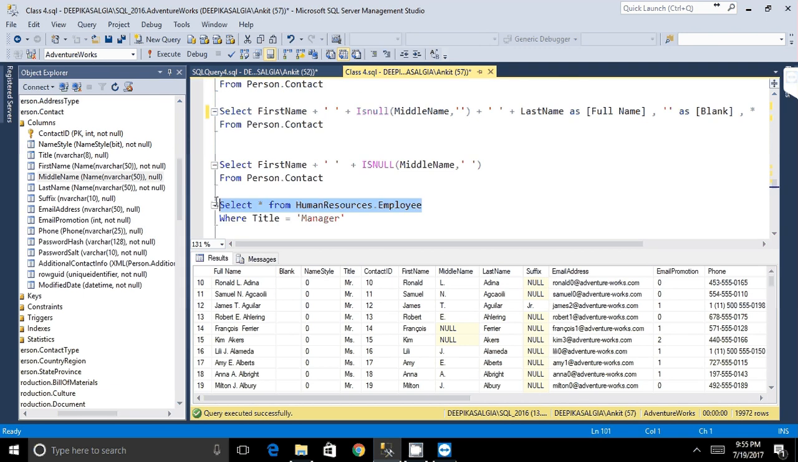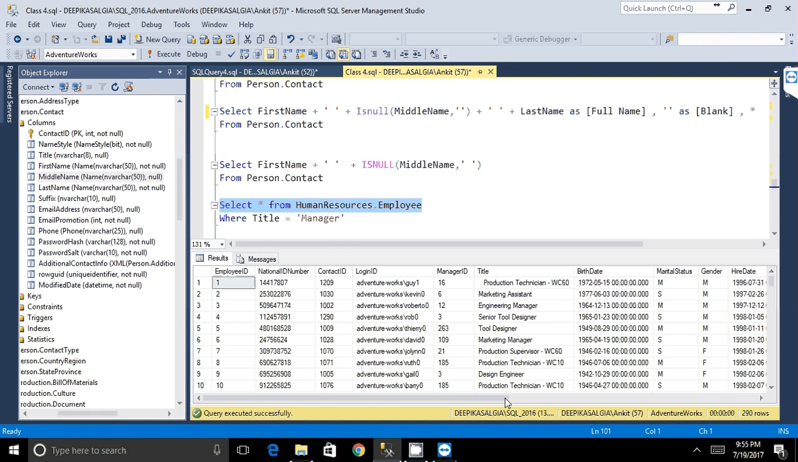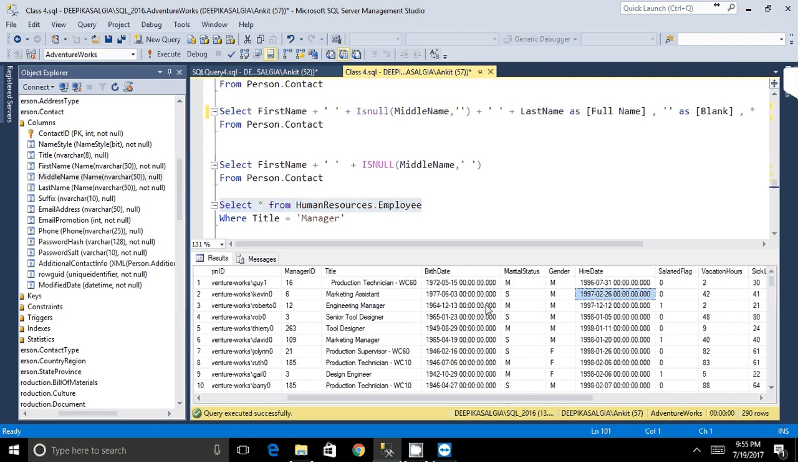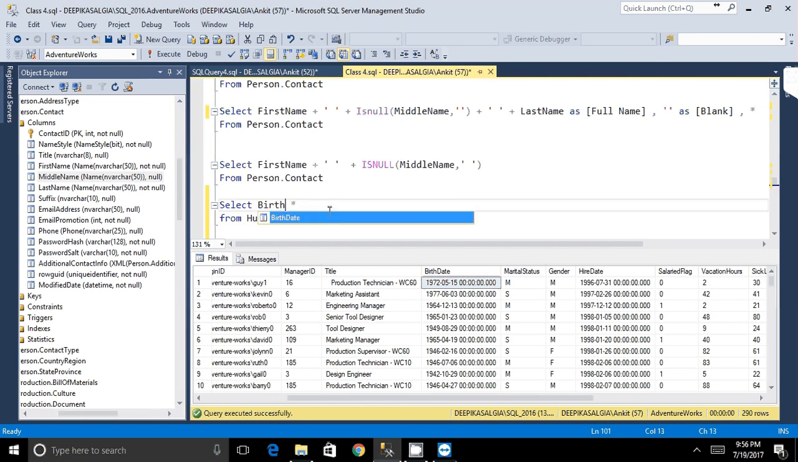If I go to select star from HumanResources.Employee, in here I have birth date and the hire date. Let's do a concatenation of these two columns and see what happens. This is just you trying to work around, see what would happen with different types of column. So the data type for these two columns is the date, right? Because it has date in it. So let's do this. Birth date, comma, hire date. Okay, and then you put the comma. So instead in here you add these two columns together and see what happens.